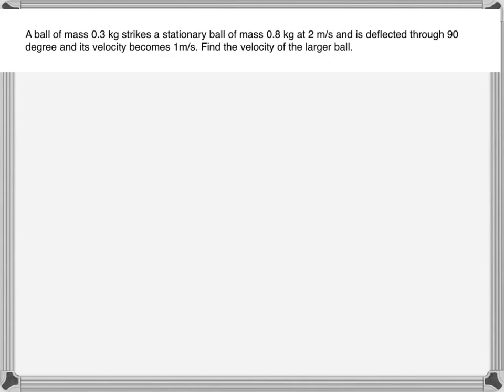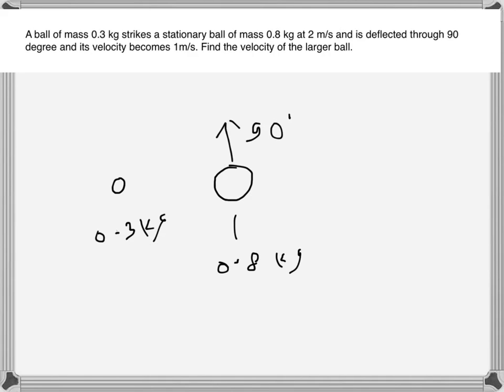A small ball of mass 0.3 kg strikes a stationary ball of mass 0.8 kg. Let's say this is the second ball, of 0.8 kg, and the small ball is of 0.3 kg. After hitting it, it is deflected through 90 degrees. So it goes in one of the horizontal or vertical directions, let's say in that direction, and its velocity becomes 1 meter per second.